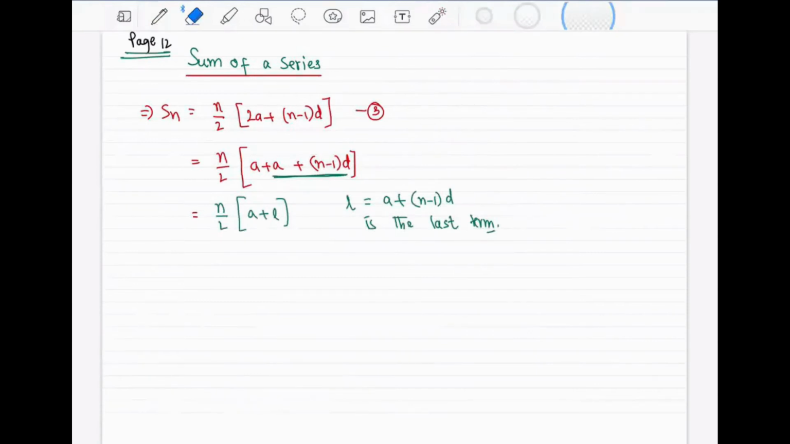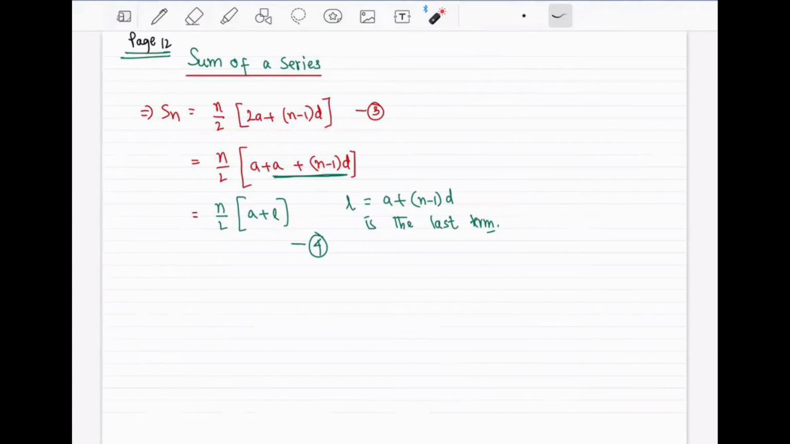Now we have two formulas. One is given by equation number 3 right here. Another is given by equation number 4 right here. So when you are given an arithmetic progression, you can do two things. If the last term is given, you will use this formula, but you need to know the value of n. What is n? N is the number of terms. What is a? It is the first term. L is the last term. Or you can use this one.